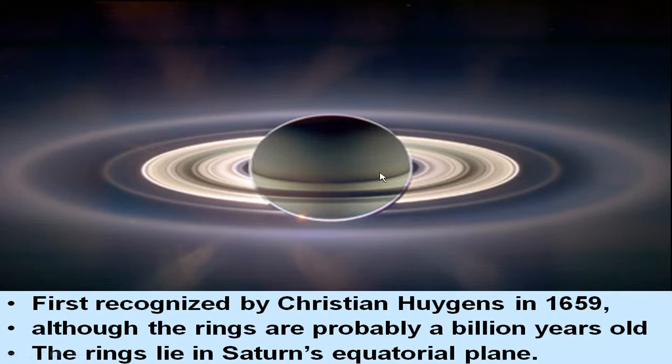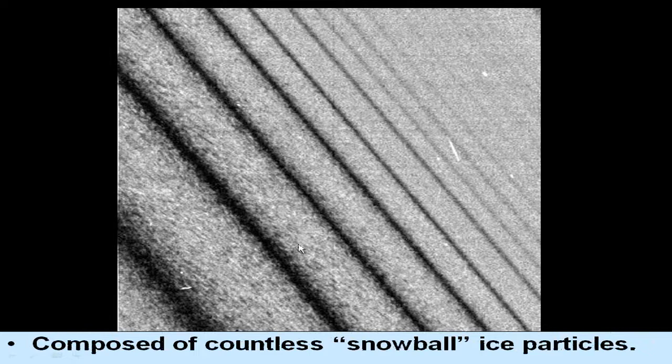And the rings lie in Saturn's equatorial plane. Here's a nice recent picture taken by Cassini showing some detail to the rings and showing that they seem to consist of snowball ice particles all conglomerated together to form the rings.